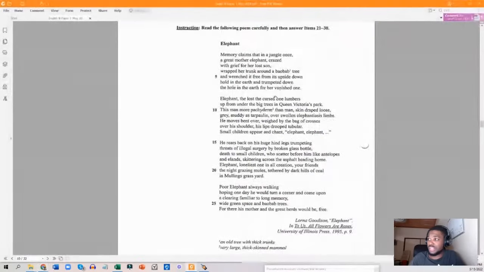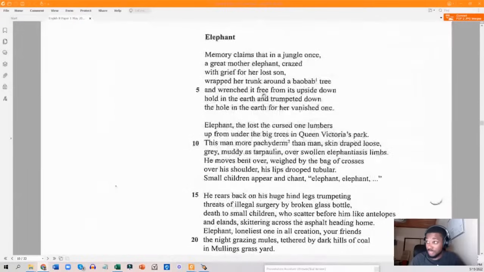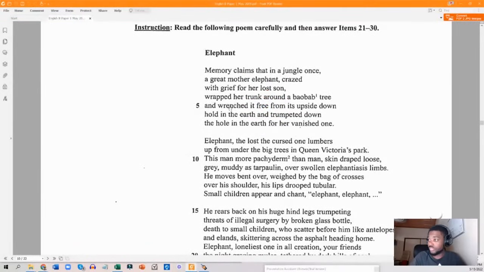So before I take those questions on, I'll just try to explain my understanding of what's going on in the poem in the first place, just so we're all on the same page. So I'll just do a quick analysis of the poem. So the title here, Elephant. We'll come back to the title in a few minutes. So memory claims that in a jungle once, a great mother elephant, crazed with grief for her lost son, wrapped her trunk around a baobab tree.